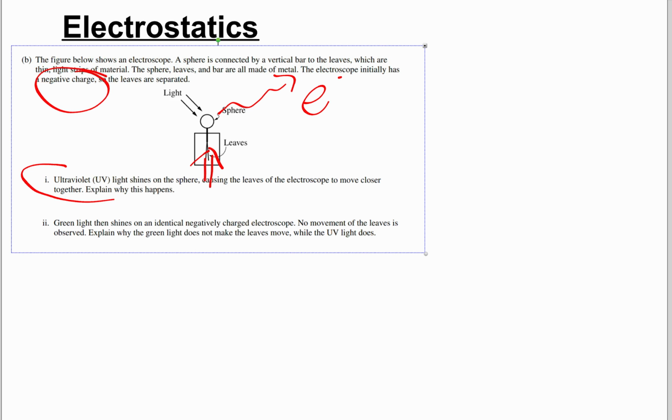That's the explanation for this one. They could ask a question where you have some sort of effect making electrons leave something, and what would happen to the electroscope. So I just wanted to touch on electroscopes quickly. Remember, if there's any charge, the leaves are separated. If the leaves go together, that means there's no charge.